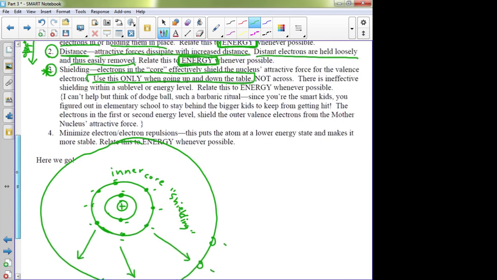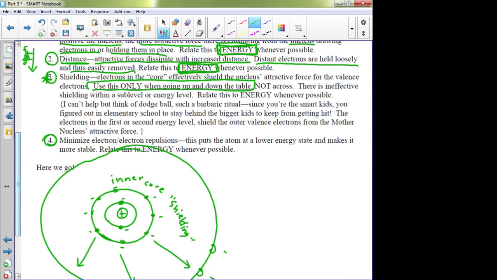Okay. And then reason number 4 is just something you always need to remember. We just talked about it. We're always trying to minimize the electron-electron repulsions, okay? Because we always want the atom to be in the lowest energy state possible to make it more stable. I like 4. All right. We feel good about this?